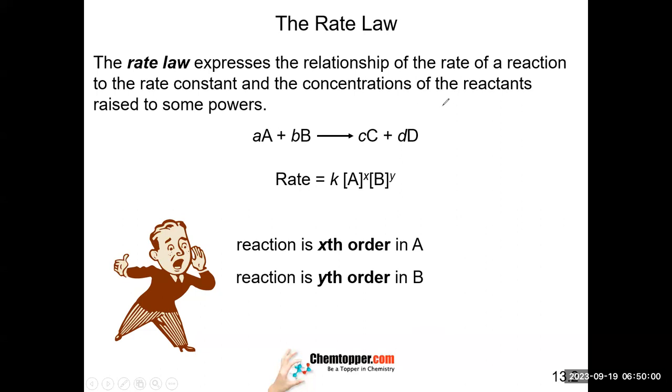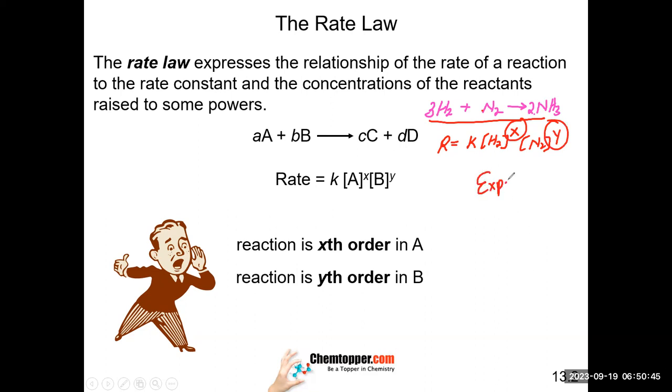So for any reaction, for example, if I say 3H2 plus N2 giving you NH3, then what's the rate law here? Rate law for this reaction: K, the rate constant, concentration of H2 raised to power X. Don't take this 3. This 3 and this 1 have nothing to do with these orders. Concentration of N2 raised to power Y. But how will I come to know X and Y? Experimental data is needed. Experimental method.